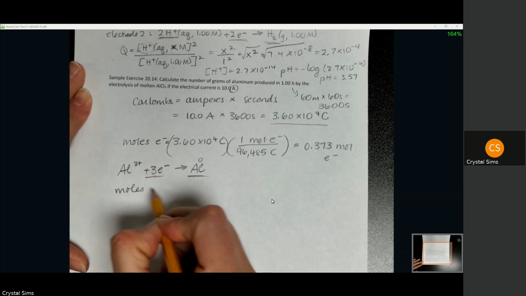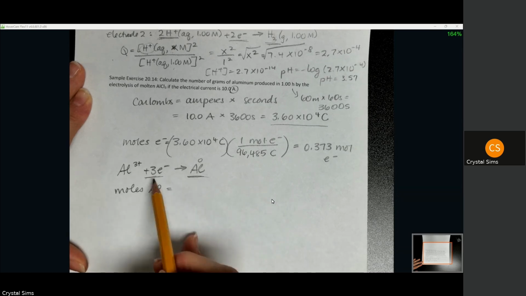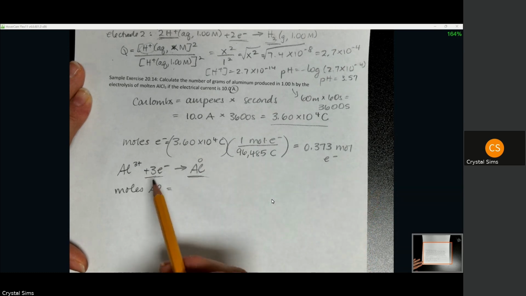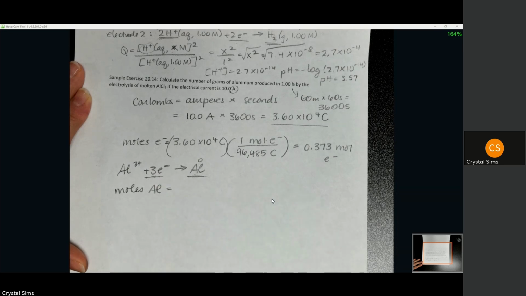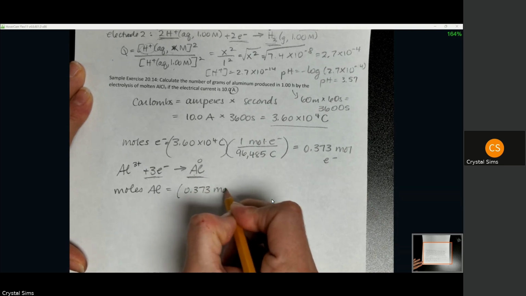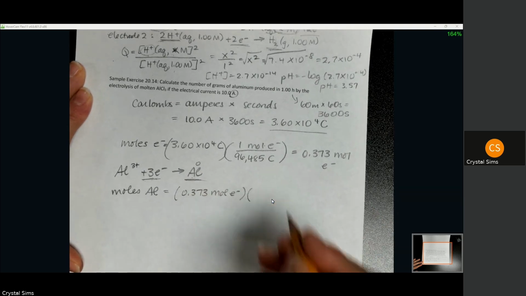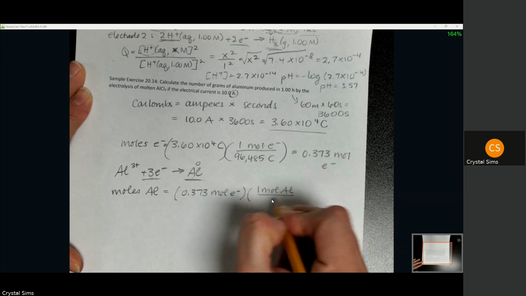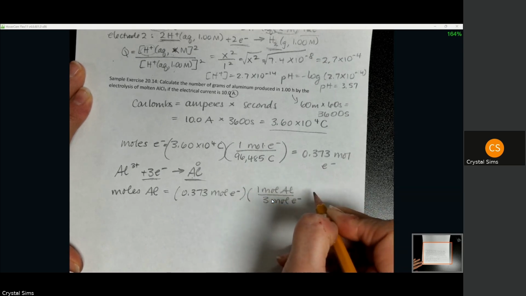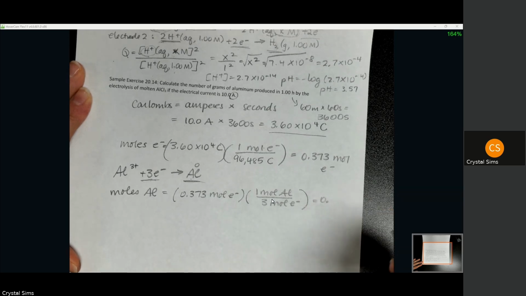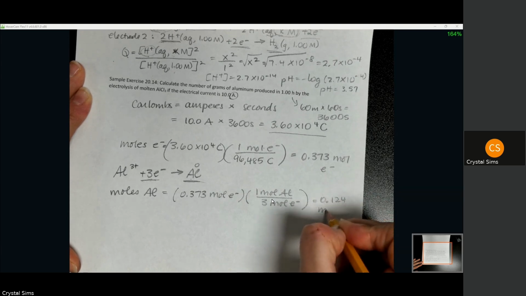So we can use that to figure out how many aluminums. Remember, coefficients relate to moles. So 1 mole of aluminum requires 3 moles of electrons. So we have produced 0.373 moles of electrons. And for 1 mole of aluminum, it takes 3 moles of electrons. So that means that we're going to need 0.124 moles of aluminum.